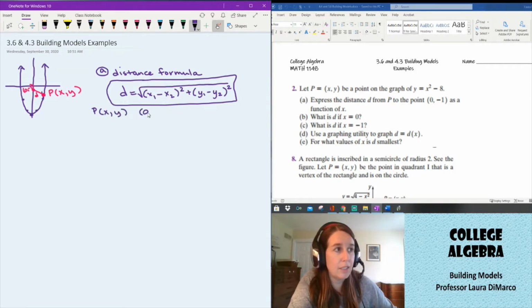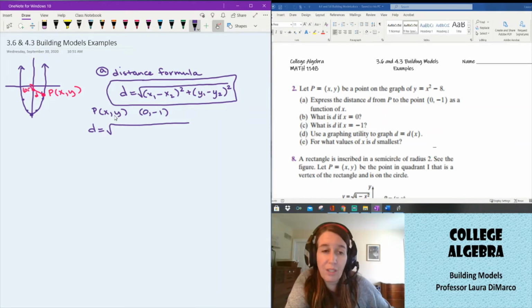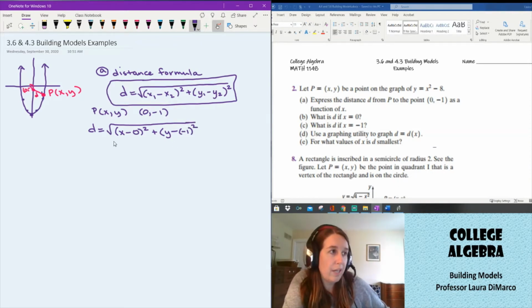All right, so in this problem, point P, which remember is x comma y, and the point they give us, 0, comma, -1. So let's plug those into the distance formula. Okay, you could actually use either point as x1, y1. Let's just use this first one, x and y. So that would be the square root of x minus 0 squared plus y minus -1, right? So minus -1 squared.